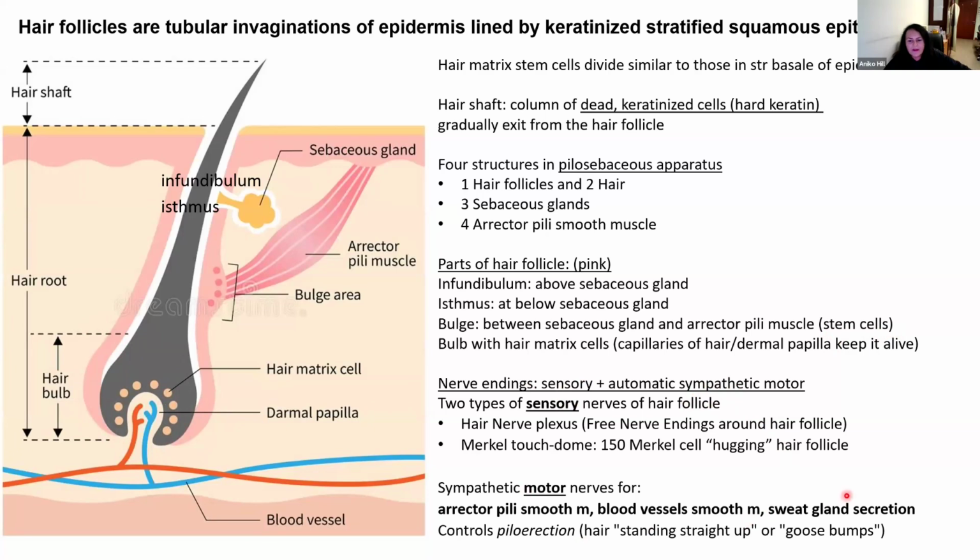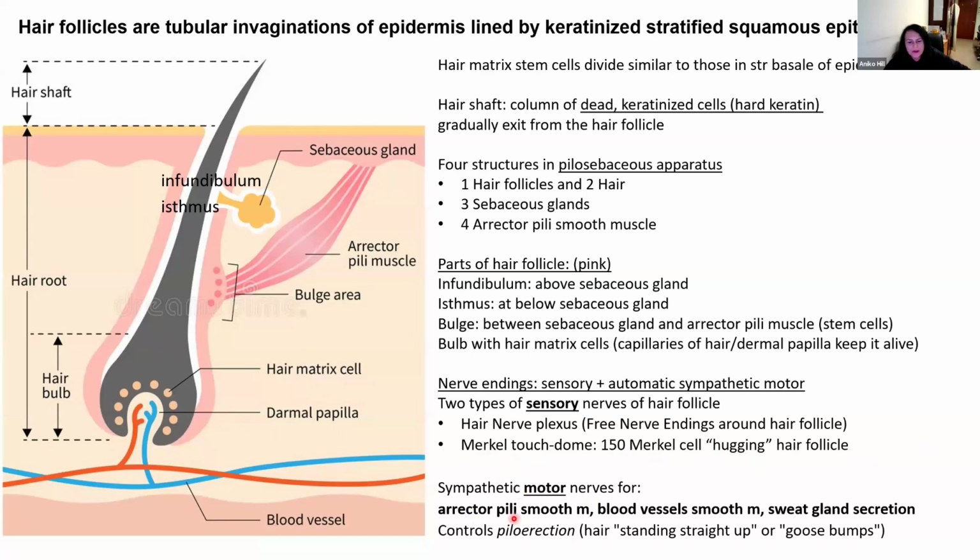Now, what kind of nerve endings are sitting here? We're going to do this again, but it's not on the slide: you have a hair nerve plexus, which is actually a free nerve ending, hugging the hair follicle. And then you have a Merkel touch dome made out of 150 Merkel cells hugging the hair follicle.